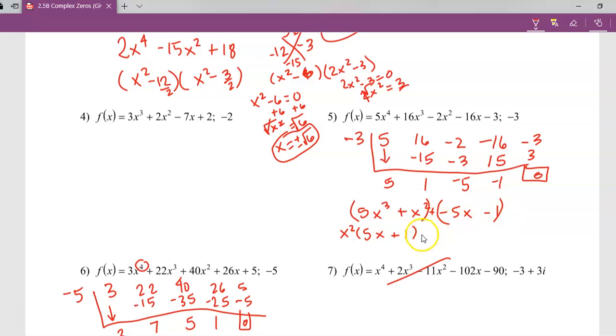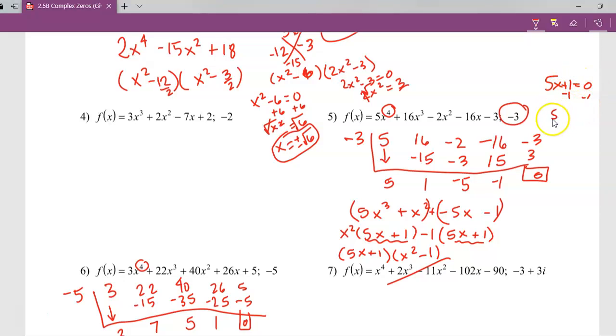Here I'm just going to pull out a -1 because there's no other common factors. That would leave me 5x plus 1, because -1 times 5x is -5x, and -1 times +1 gives me back the -1. So now I see that they both have this matching 5x plus 1. So I'm going to pull that 5x plus 1 out front, which would just leave x squared minus 1 on the inside. So I should have 4 zeros here. One of them is -3. From 5x plus 1, if I set that equal to 0 and solve, I'm going to get that a second x is x equals -1/5.